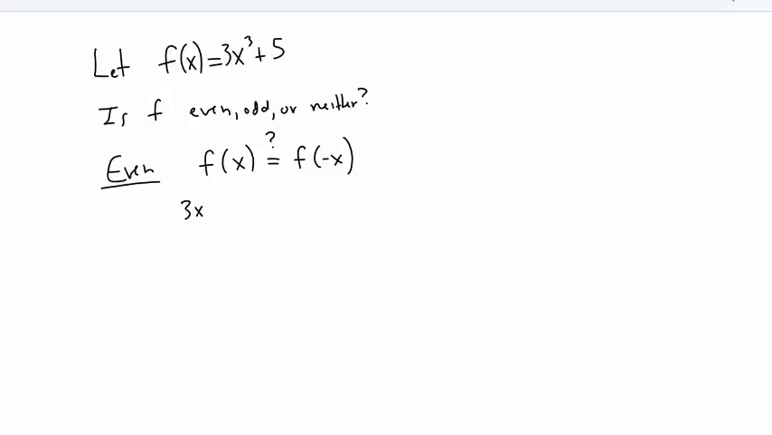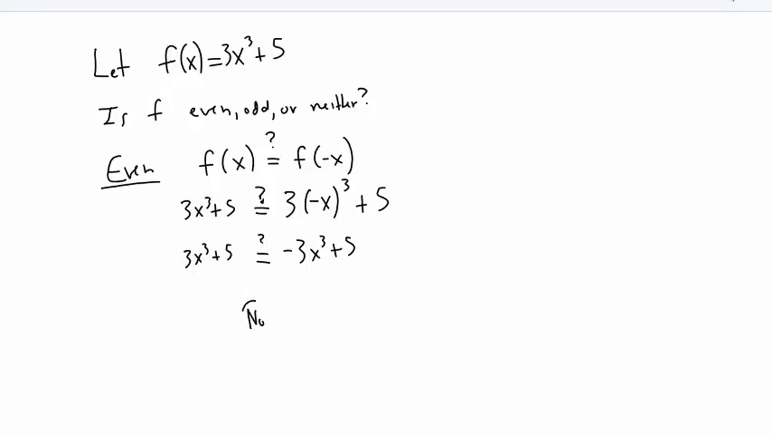F of x is 3x cubed plus 5. F of minus x. To get a formula for f of minus x, we take the formula for f of x and replace x by minus x. So here this is minus 3x cubed plus 5. And on the left-hand side, we have 3x cubed plus 5. So we see that the answer is no. These two are not equal.